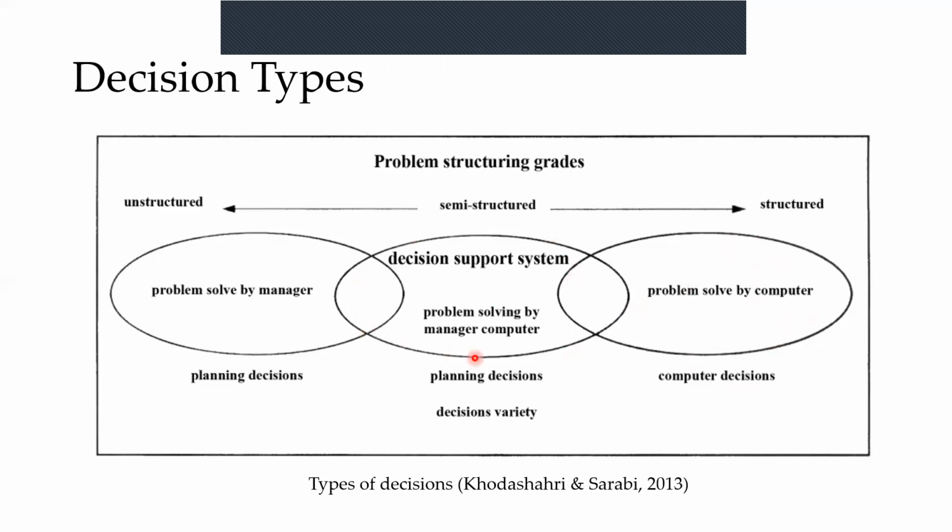And somewhere in the middle, we have the semi-structured decisions. So from the name itself, it involves both unstructured and structured decisions.